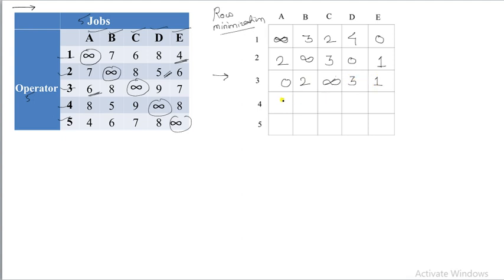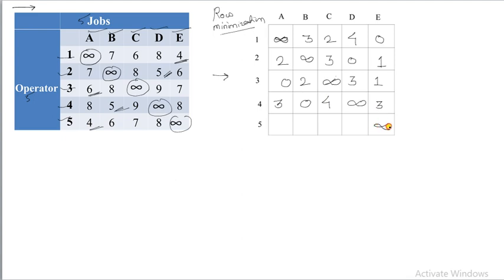Okay, in the fourth row, infinity first of all we'll keep as it is. In the fourth row, the smallest element is 5, so we'll subtract it. 8 minus 5 is 3, 5 minus 5 is 0, 9 minus 5 is 4, and 8 minus 5 is 3.